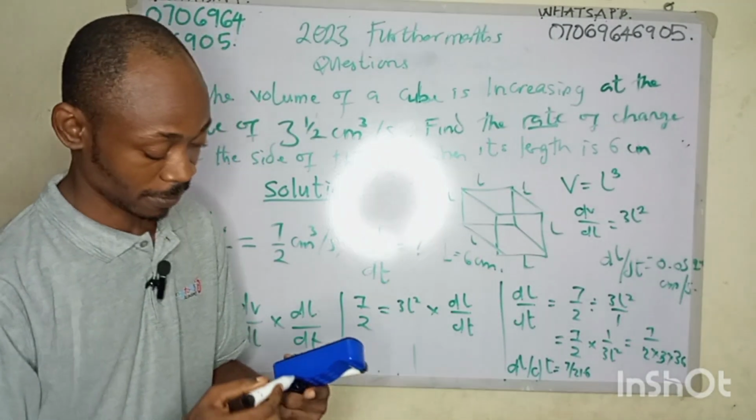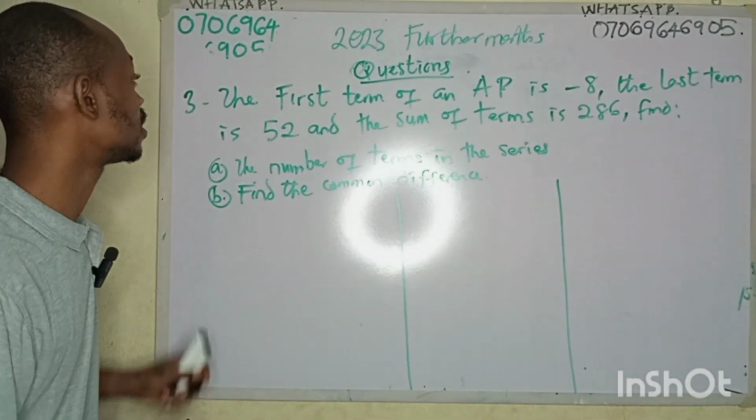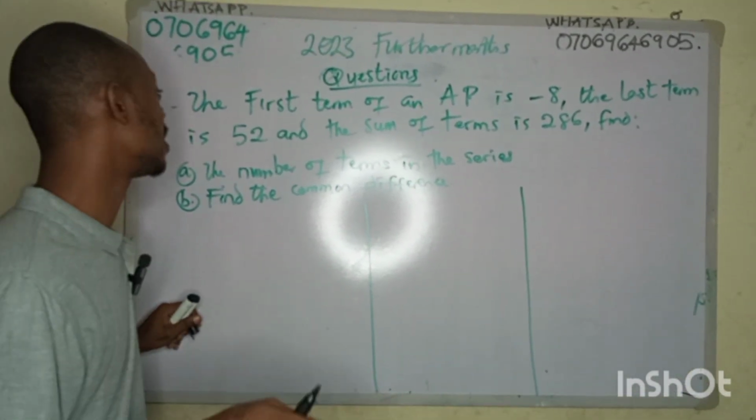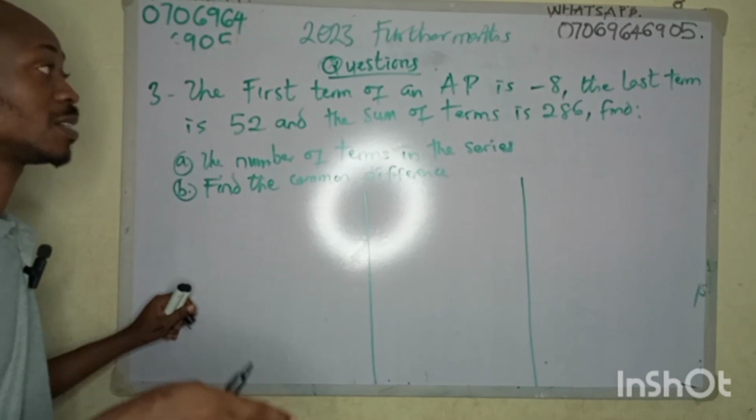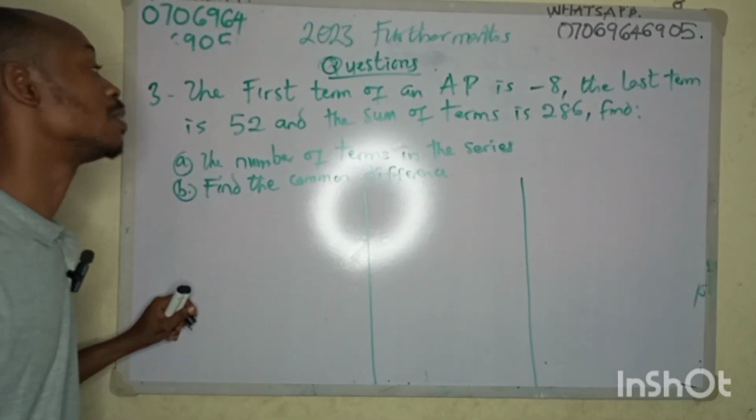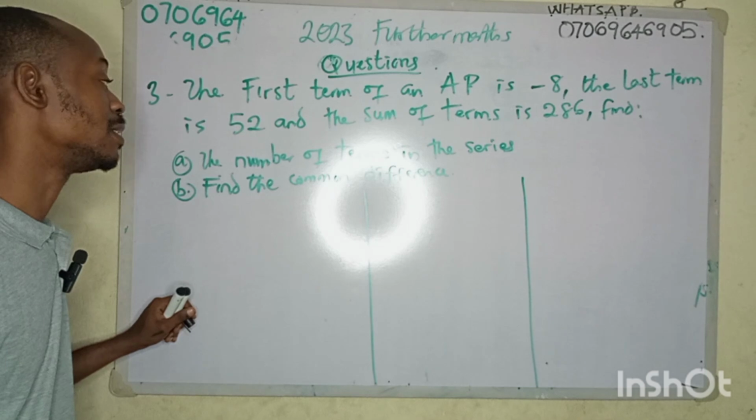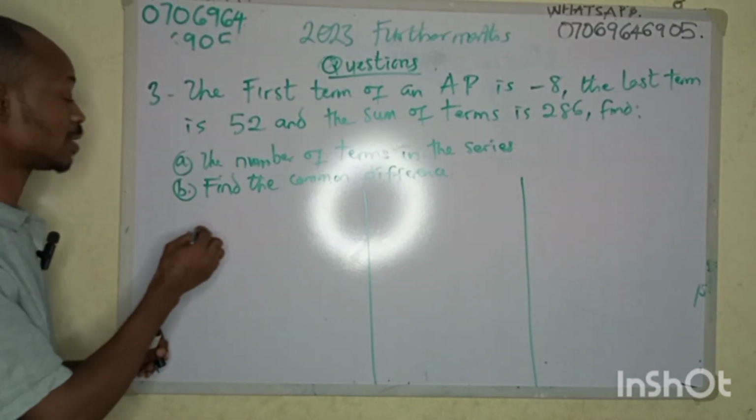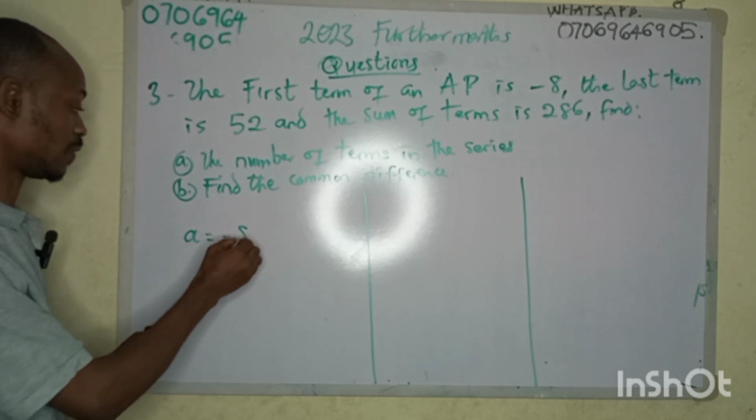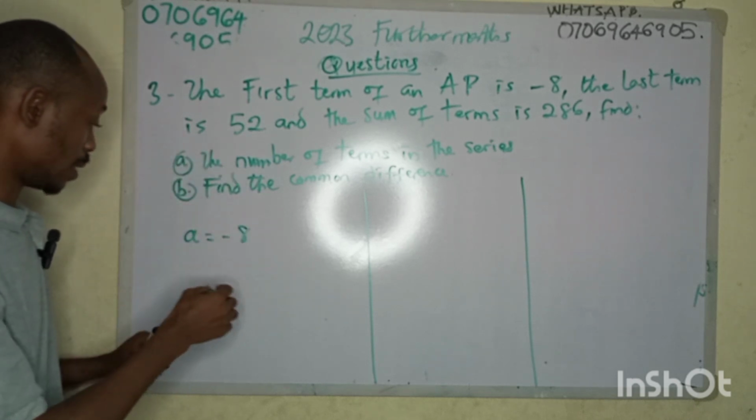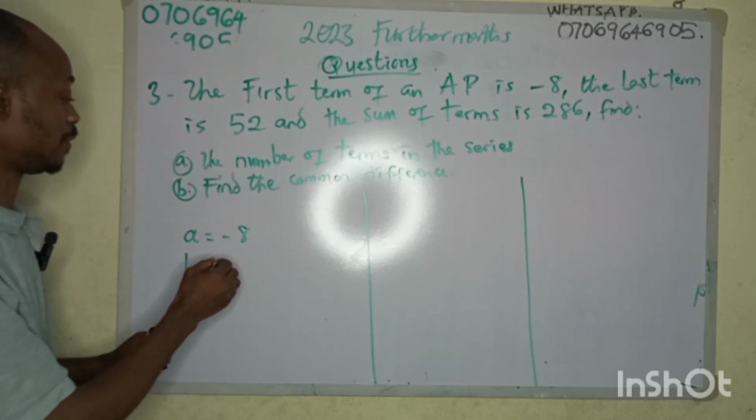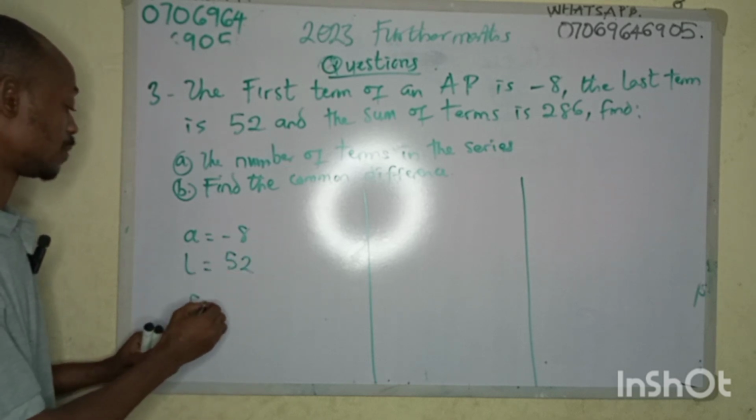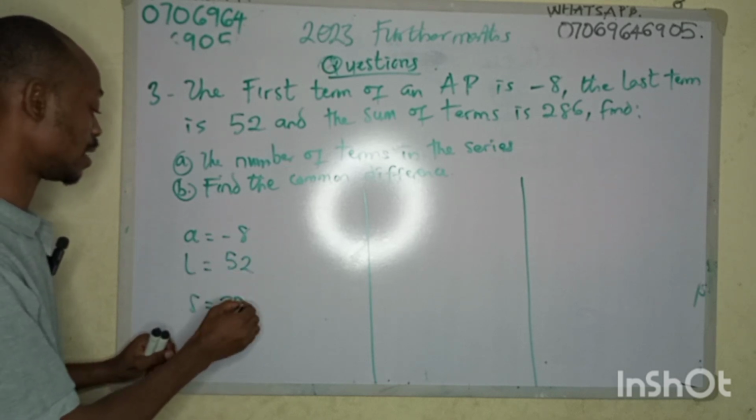Thank you very much. All right, guys, this is the third question. It says the first term of an AP is -8, the last term is 52, and the sum of terms is 286. They're meant to find the number of terms in the series and find the common difference. Without wasting much time, first term is always A, and that's -8. We are given the last term, which is 52, and the sum of terms to be 286.